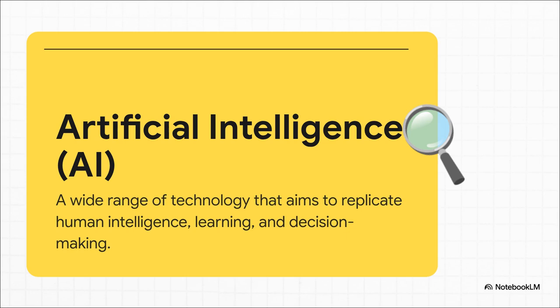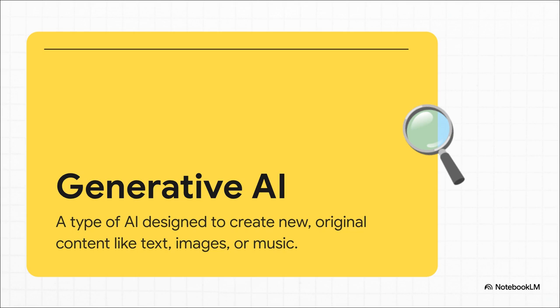Artificial intelligence, or AI. You could think of this as a huge umbrella term. It's for any technology that's designed to mimic human-like thinking in order to get a job done. It's a really broad category. Now, generative AI, that's a more specific branch under that big AI umbrella. And the key word here is generative. Its main job isn't just to analyze information, but to actually create something totally new and original, like an essay, a piece of art, or even computer code.